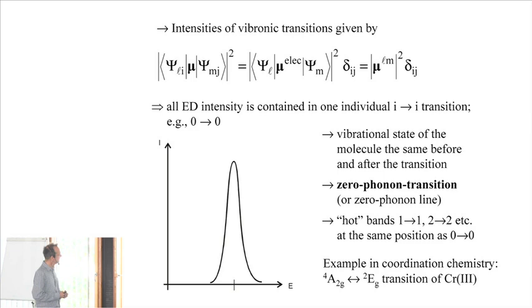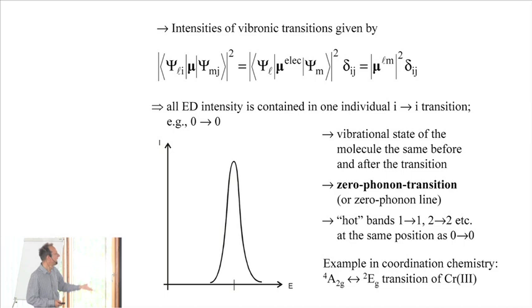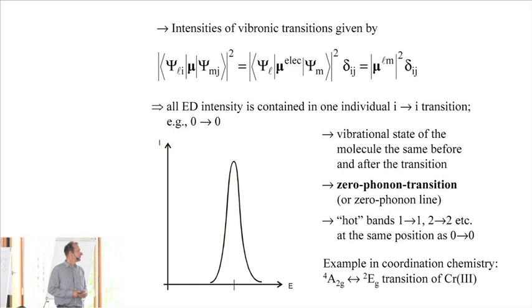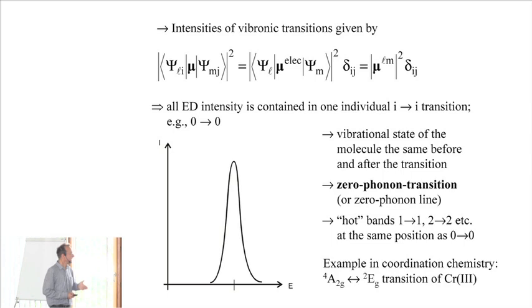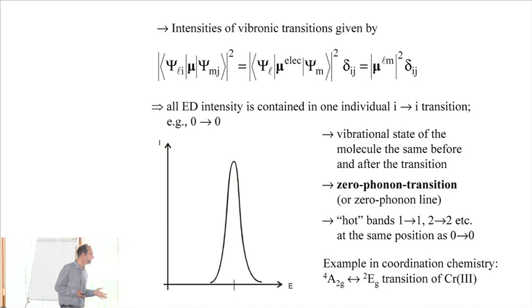So all electric dipole intensity is contained in one individual II transition, for example, 0,0. If you go to higher temperatures, 1,1, 2,2, and so on. But they are all at the same position. And this you call a zero phonon transition or zero phonon line. So you get one sharp line, and there are examples for this. For example, the quartet A2g to doublet Eg transition in chromium(III).